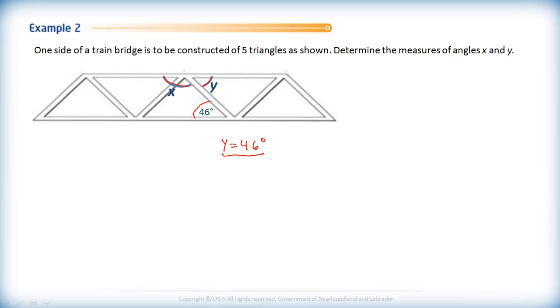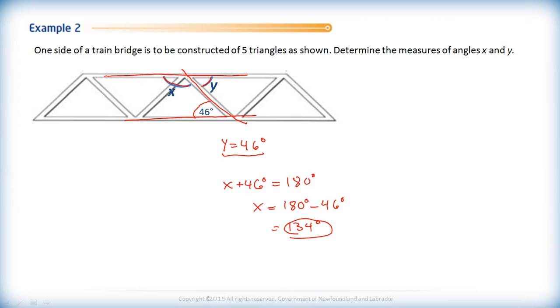X is here. Remember, we're thinking about these as transversals, where these two lines should be parallel, right? So if we're looking along this transversal, then X and 46 degrees are going to be same side interior angles, which means that X plus 46 should add up to 180 to be supplementary. Gotcha. So then X is going to be 180 degrees minus 46 degrees, which I think makes about 134 degrees. Okay, I guess that's it.